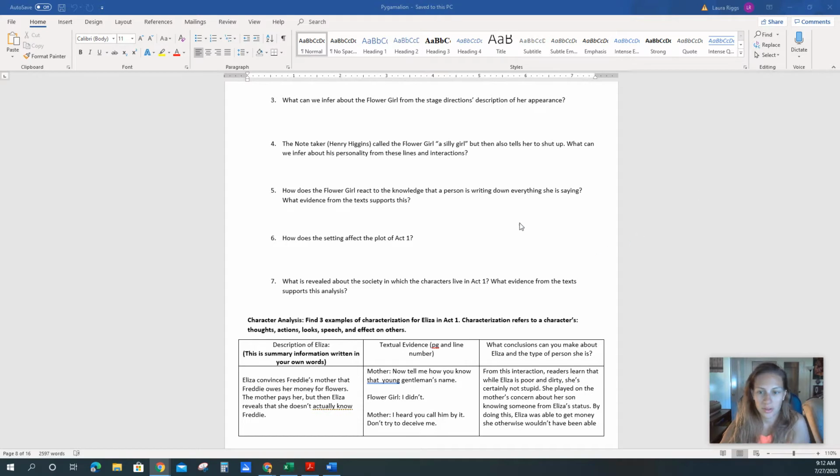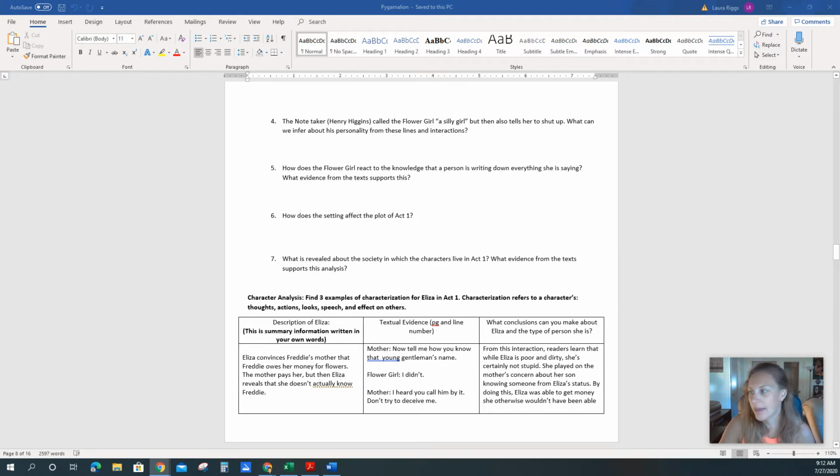I also want to show you quick an example of what can go on your character analysis chart, because I had some questions about that. So you will find that I am a huge supporter of charts. I think they're a really great way to organize your thinking, and that'll make it a lot easier when you are looking to create a written response, paragraph-wise, because you kind of already have done a lot of the work.